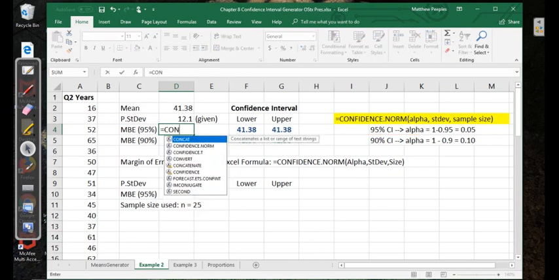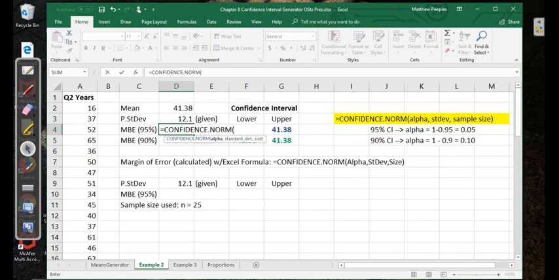Equals CONFIDENCE.NORM. That's the one we want. Our alpha level we said is 0.05. That's because we took 95% and subtracted that from 1 to get this number. Our standard deviation is given as 12.1. So we said 12.1 years. And our sample size is 50.